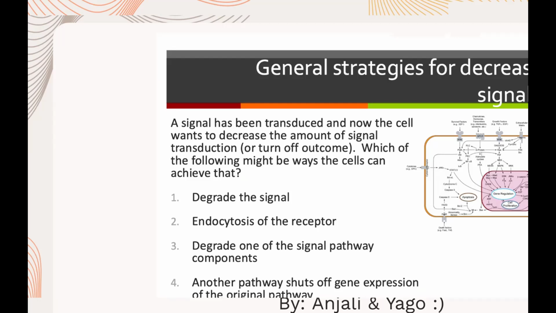So let's go through one by one. A signal has been transduced, and now the cell wants to decrease the amount of signal transduction. So we want to turn off the outcome. We don't want the outcome to happen, or we want to have less of that outcome. Can somebody tell me, for just number one, would degrading the signal help us turn down that outcome? Yes or no, and why?